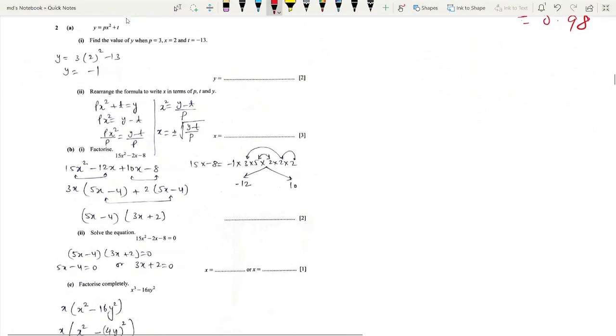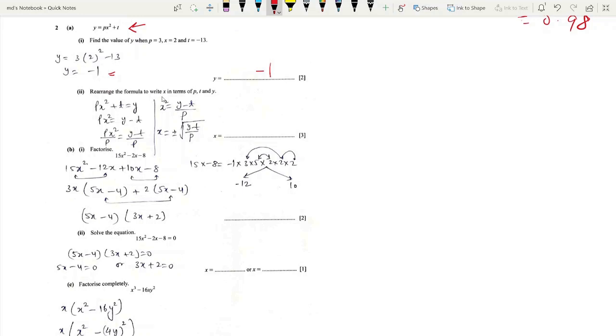that is, y equals, this is very simple, y equals px. This part four has some simple questions, some moderate questions, and of course some challenging questions which you can get at the end. Y equals px square plus t. Find the value of y when p is 3, x is 2, t is minus 13. So just put p value 3 here, x value 2, and t value minus 13. Use a calculator, you can get y equals minus 1. So minus 1, very simple.